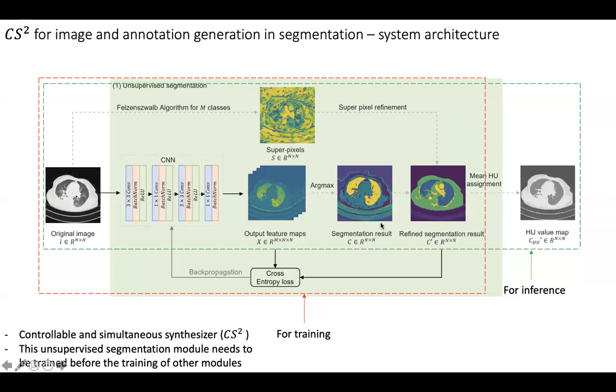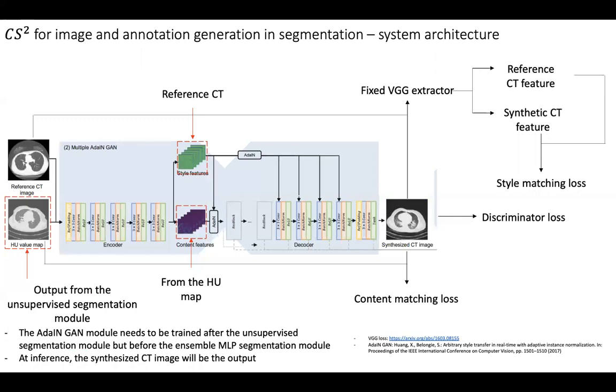And this whole process will need to be trained before we train the data on process modules. Okay, so suppose we have this HQ map generated. So what about next?